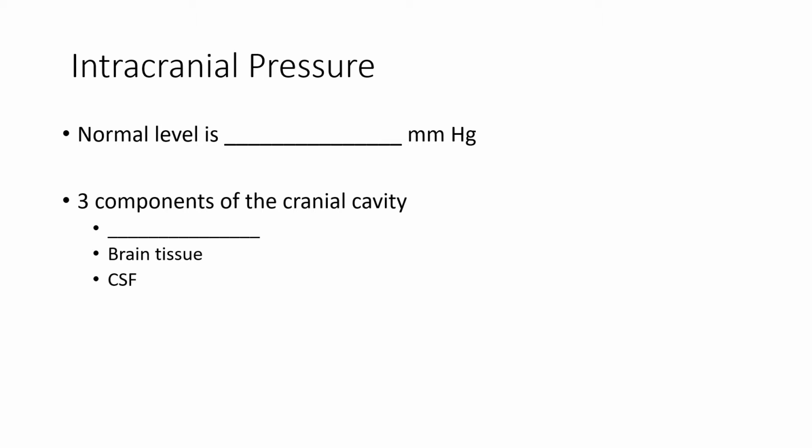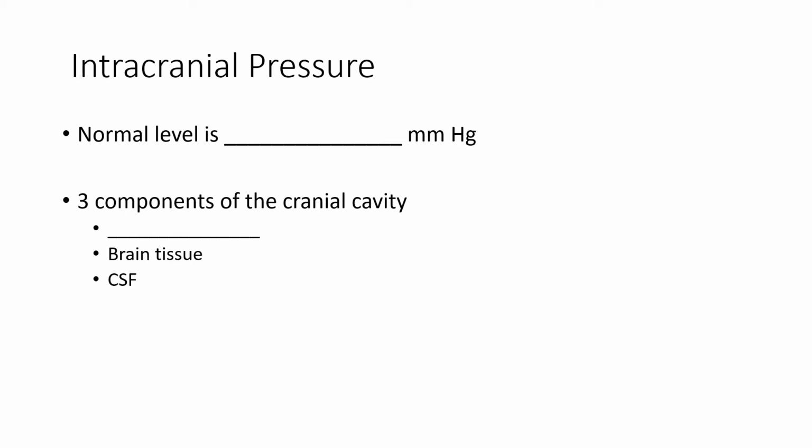The normal level for your intracranial pressure is 5 to 15, and it consists of three components: blood, which is 10%, brain tissue, which is 80%, and your cerebral spinal fluid, which is 10%. If an increase in one component is not accompanied by a decrease in one or both of the other components, you will have increased intracranial pressure.